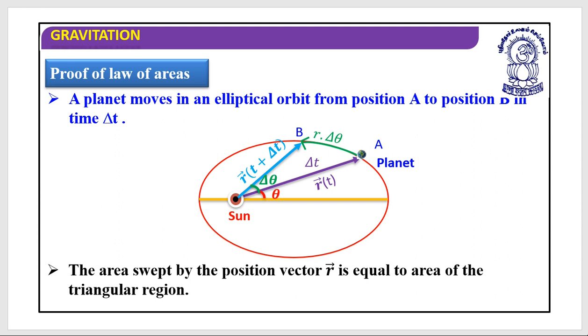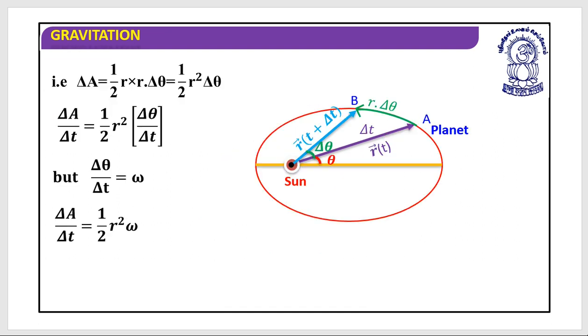Let's have a look. Suppose a planet moves in an elliptical orbit, let's say from position A to position B in a time interval delta t. In this situation, the area swept by the position vector r is equal to the area of the triangular region. Look at this. This is from A to B. This is the triangular area that it has covered.